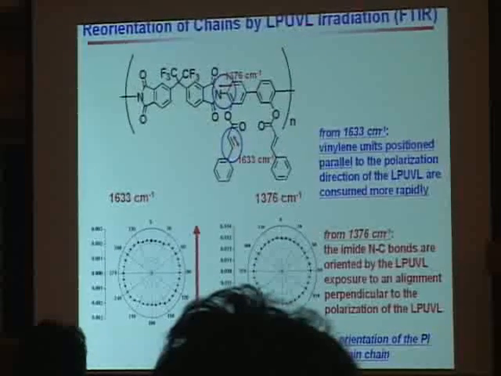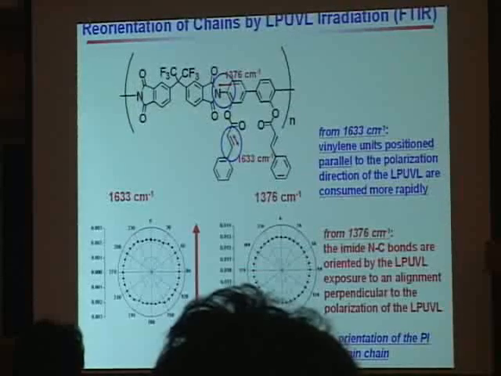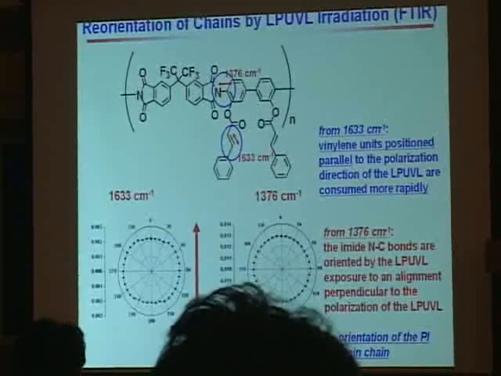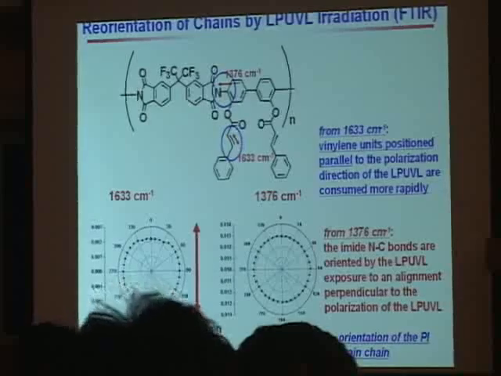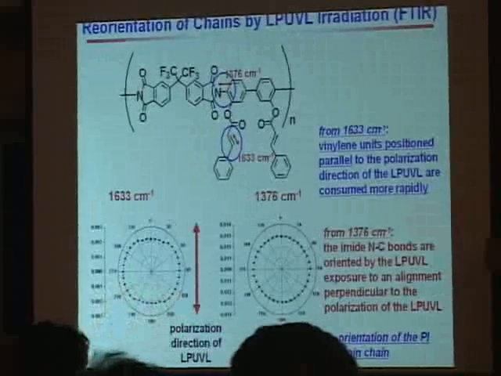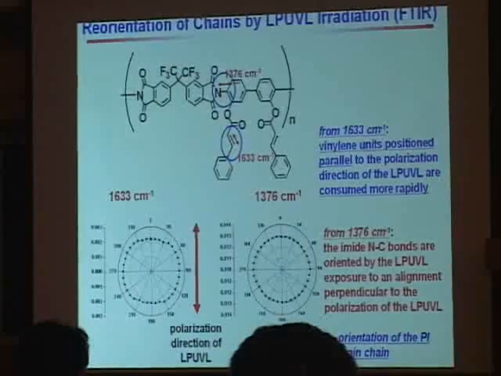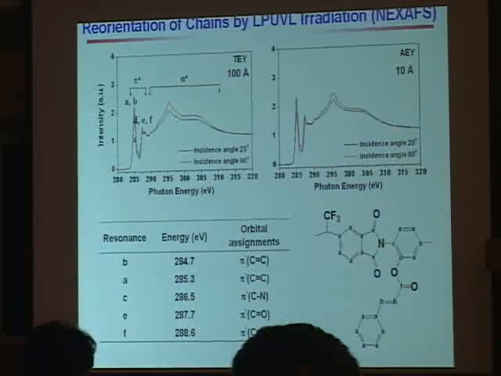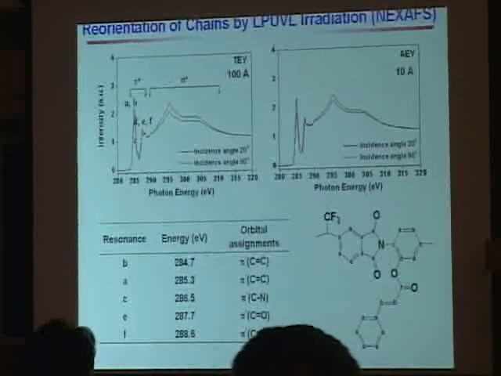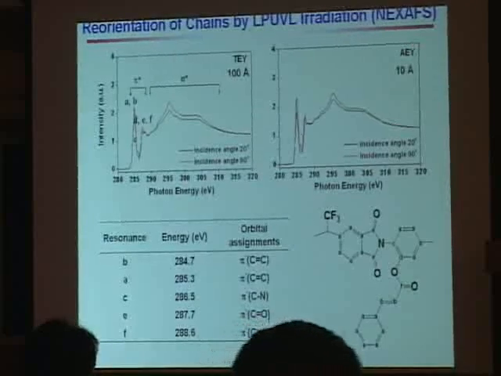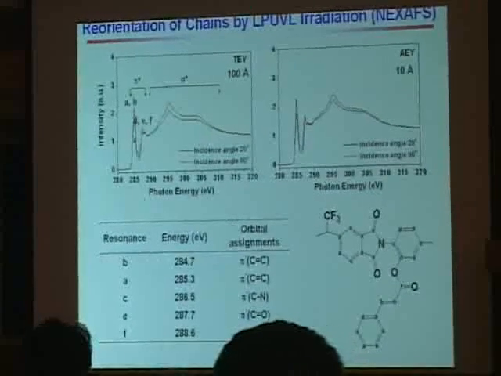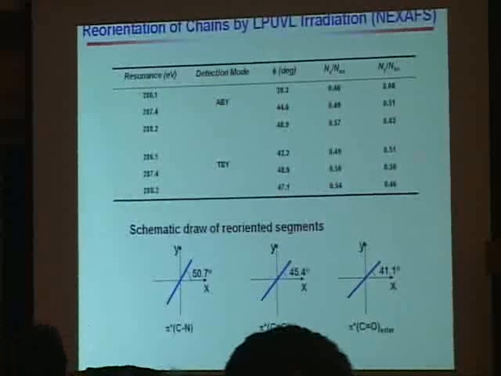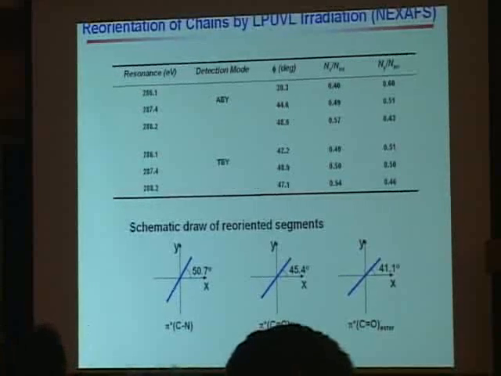And from this band, we can know one thing: the imide N-C bonds are oriented by linearly polarized UV exposure to align perpendicular to the polarization of the linearly polarized UV light. It means this polyimide main chain is oriented by exposure to linearly polarized UV light. And also we measured NEXAFS. This NEXAFS data give us information about the polymer chain orientation at the very near surface. As a result, we can see the polymer main chain reorientation by linearly polarized UV light.